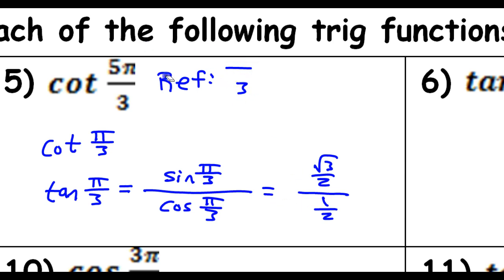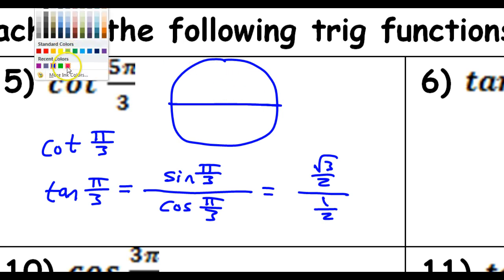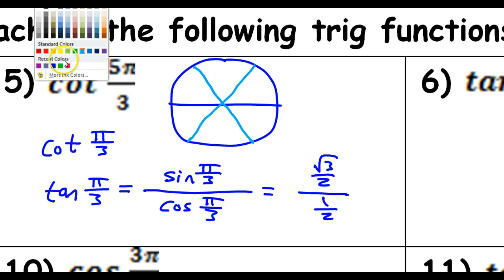And to figure that out, I'd like to draw a picture like you do. So here's my picture. So here's pi. Now I'm shooting for pi over 3 reference angle. So I'm going to split this up into 3 parts like this. Okay, see how the top hemisphere has 3 parts? That means it's pi over 3. Yeah, so if I go 5 pi over 3, let me show you what that's going to look like.